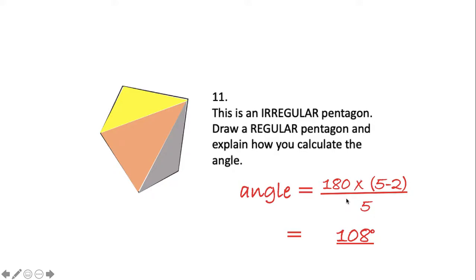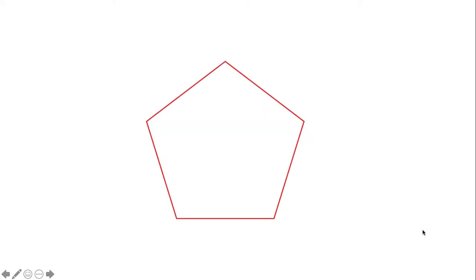But generally speaking, 180 times number of sides minus 2 gives you the angle sum, because number of sides minus 2 gives you the number of triangles. Okay, so that's the explanation of how you calculate the angle. Then of course you had to draw one, which you would draw with mathematical instruments. So you could just draw lots of lines of a certain length and measure 108 degrees between each of them until you come back to the start.